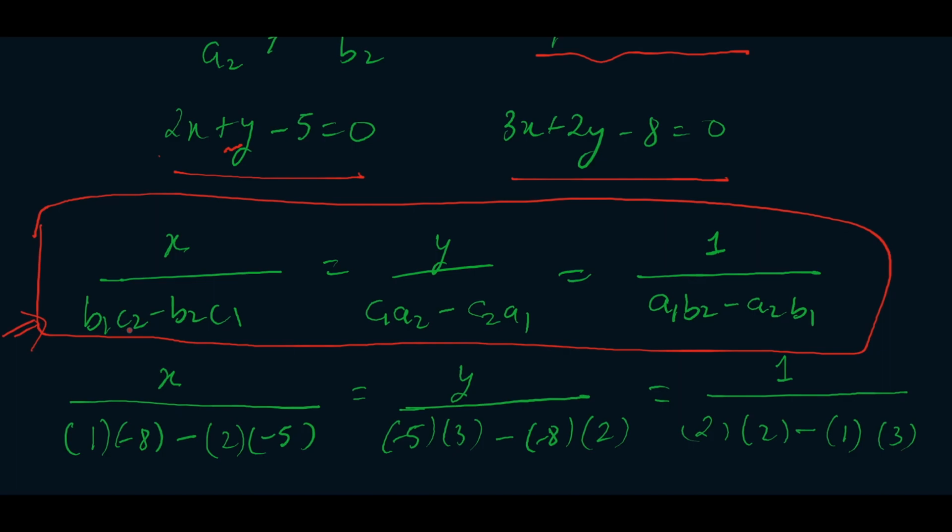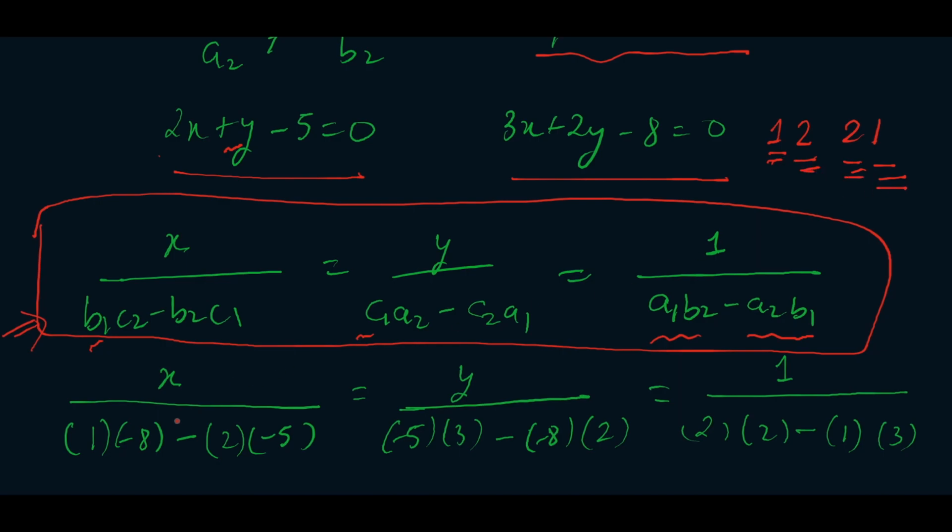It is x by b1 c2 minus b2 c1 equals to y by c1 a2 minus c2 a1 equals to 1 by a1 b2 minus a2 b1. So you have to move in the circle, 1 2 2 1. For x it is b1 c2 minus b2 c1. And then for y, after you have taken b first, you can take c first, c1 a2 minus c2 a1. And then for our last part, we can take a1 b2 minus a2 b1.